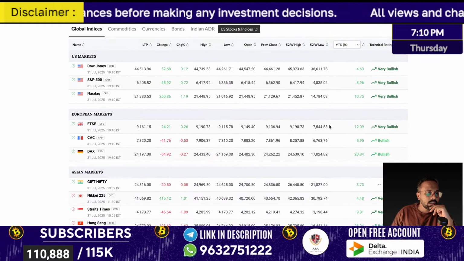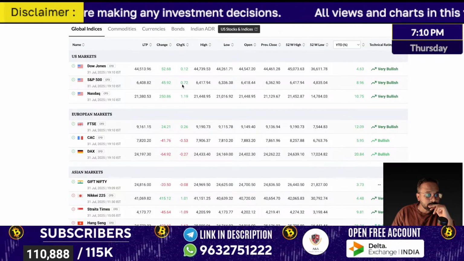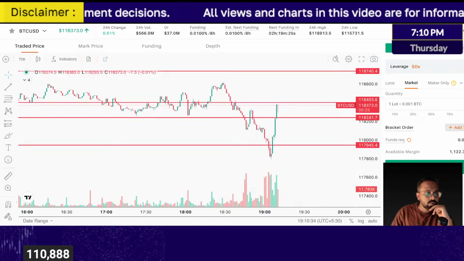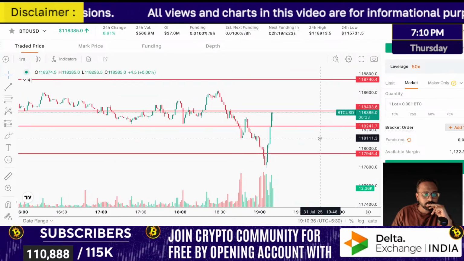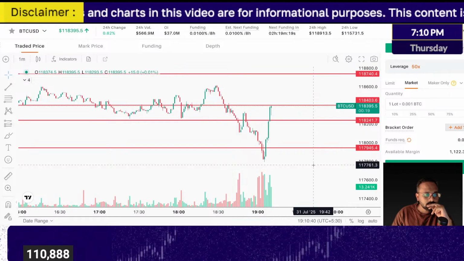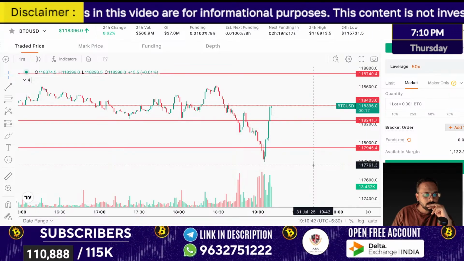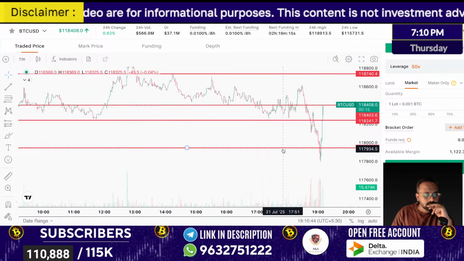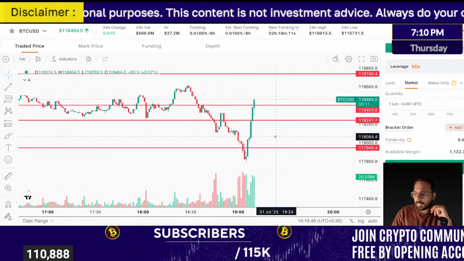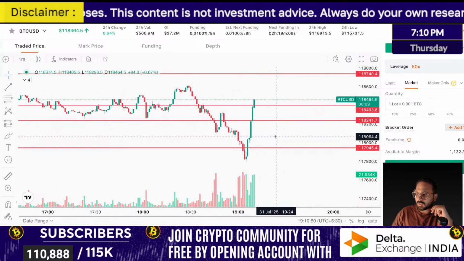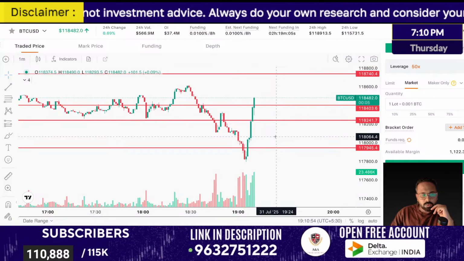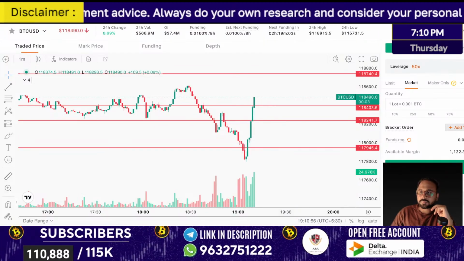Global market, positive. Dow Jones though little. Nice stop loss hunting, traders. Do it for Nifty also, means what you want me to do for Nifty?